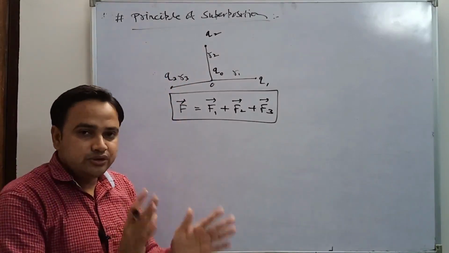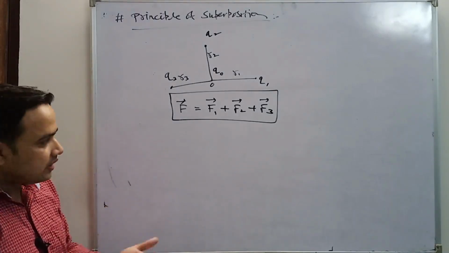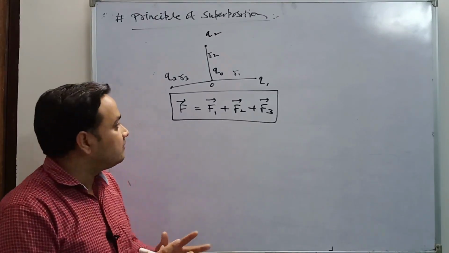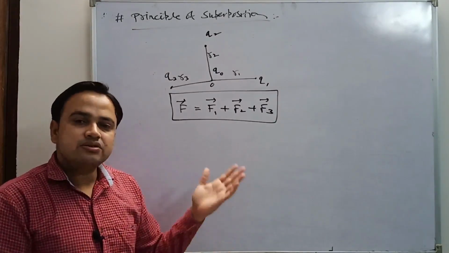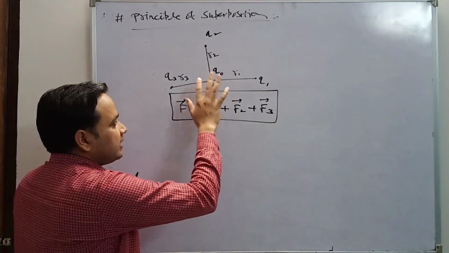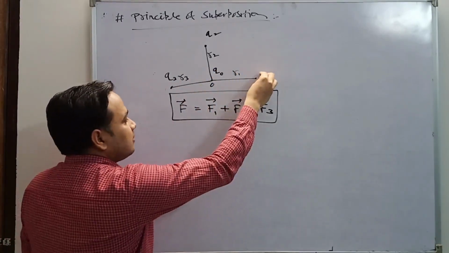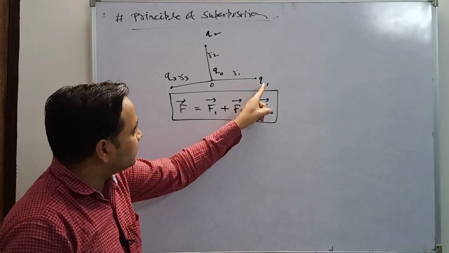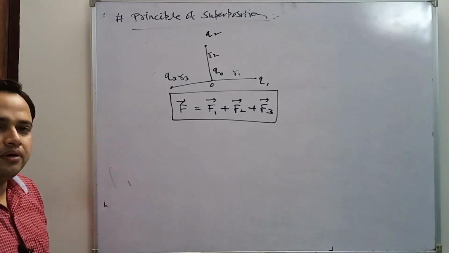This principle we generally use when we are going to find the net force. When we need to find the net force on a particular charge, then we use the principle of superposition. Clear? In interference the principle of superposition is also used. So in general, whenever we find the total force on a particular charge, it is the vector addition of the forces due to different charges q1, q2, q3, maybe q4, up to qn. So this is the principle of superposition.